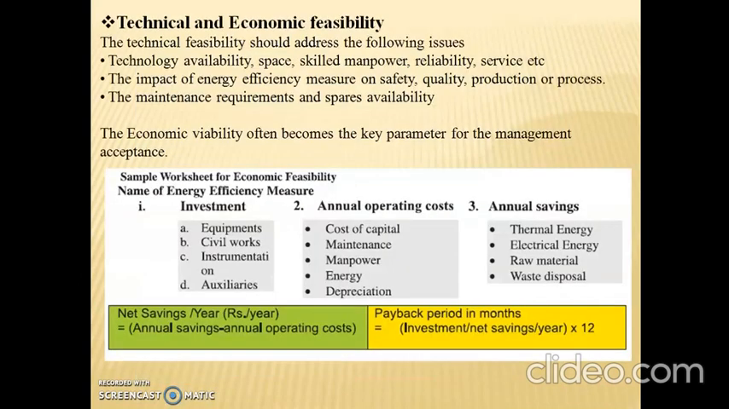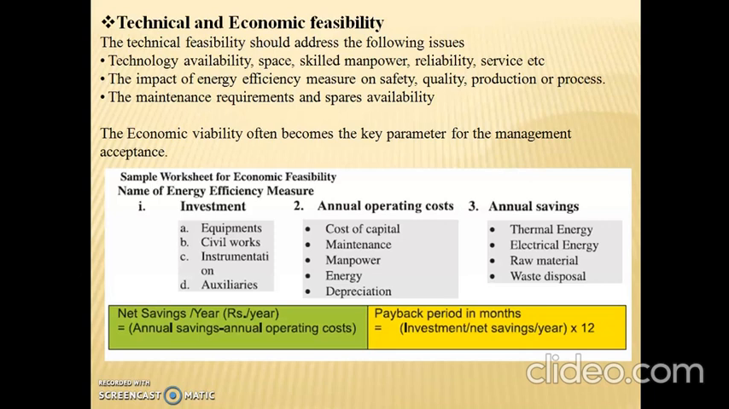Then technical and economic feasibility is a very important aspect, because merely giving energy recommendations will not help. These recommendations should be tested for technology availability, space, skill, manpower to operate the new machinery, utilities, reliability and service. Then the impact of the energy efficiency measure on safety, quality and production process is also important. Maintenance requirements and spares availability are very important, because for newer energy efficient machines, maintenance and spares are sometimes not readily available because the technology is quite new. So these are the aspects you have to consider.